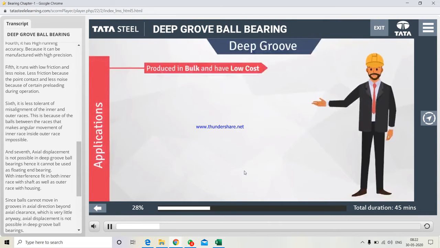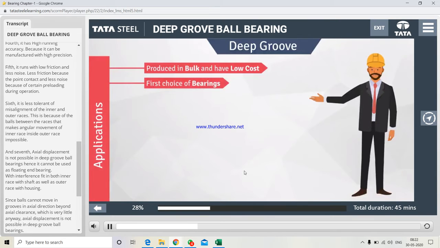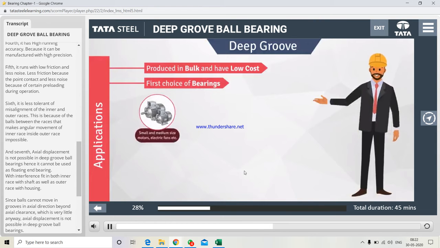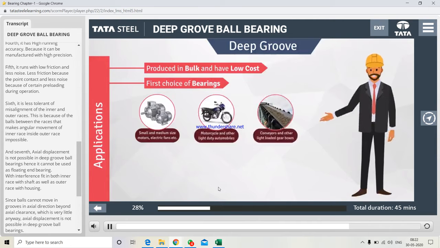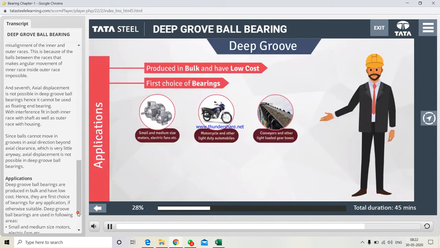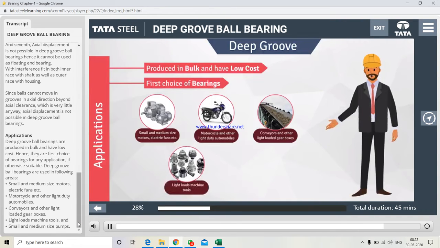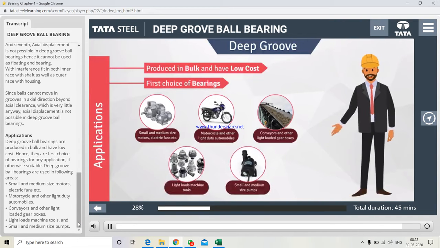Deep groove ball bearings are produced in bulk and have low cost. Hence, they are the first choice of bearings for any application, if otherwise suitable. Deep groove ball bearings are used in the following areas: small and medium-sized motors, electric vans, motorcycle and other light-duty automobiles, conveyors and other light-loaded gearboxes, light-load machine tools, and small and medium-sized pumps.